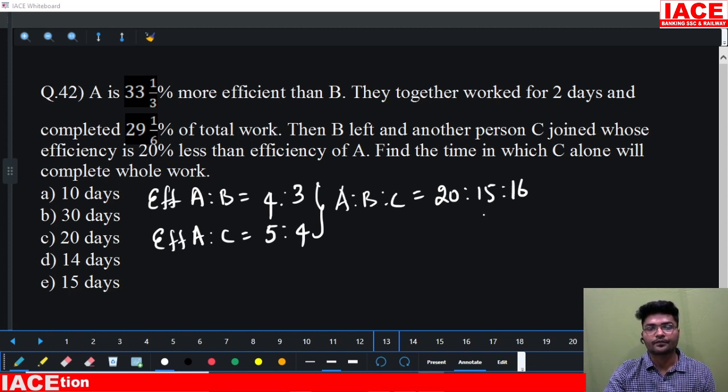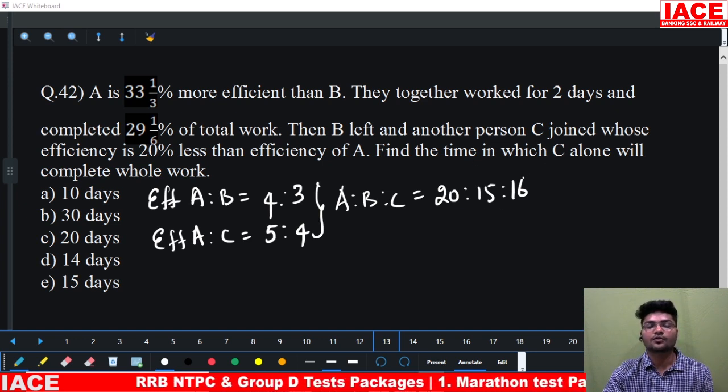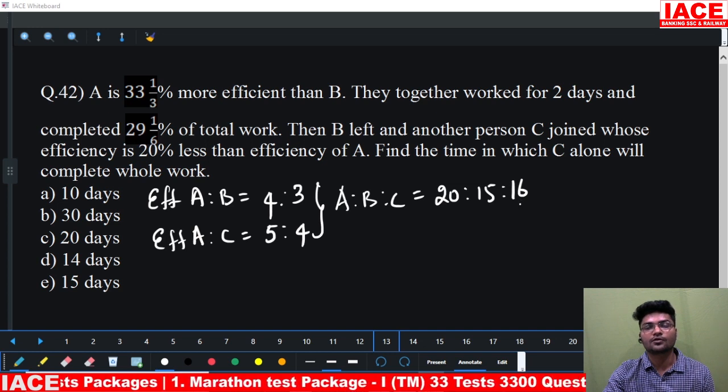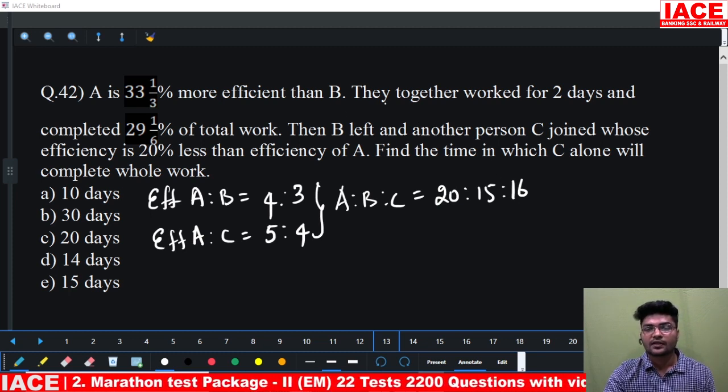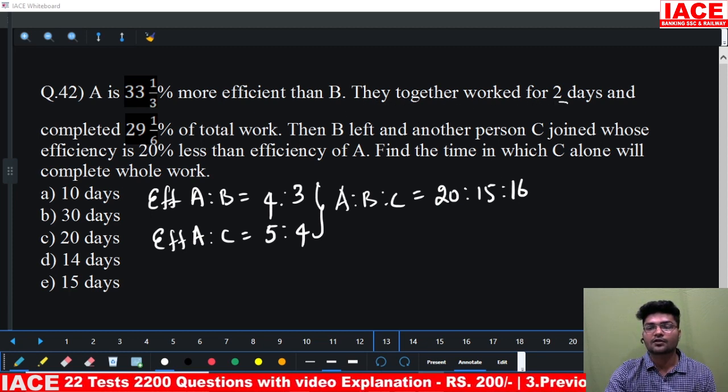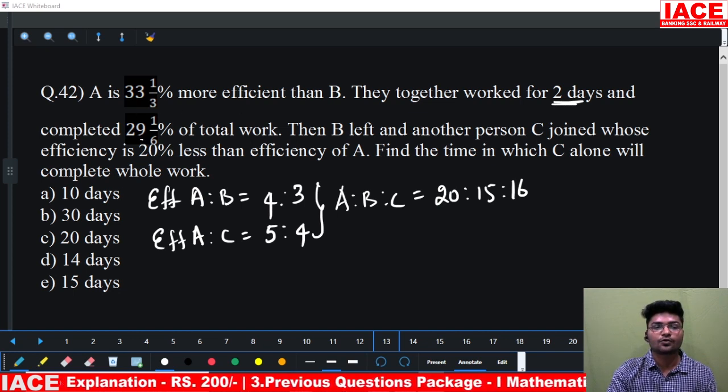Now what do we need to do? The question is asking us to find the time in which C alone will complete the whole work. For that, we need to first know what is the whole work. How will we find the whole work? The question says A and B together worked for 2 days and they completed 29 1 by 6% of the work.